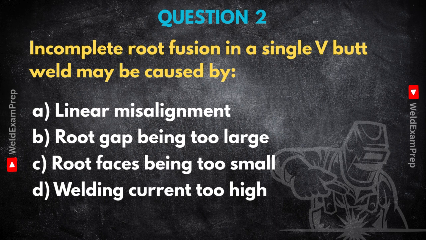This really highlights the need to differentiate these defects. They sound similar, but the causes can be quite different. For incomplete root fusion, the most direct cause listed here is a linear misalignment. Linear misalignment. Okay, explain that. How does that stop fusion?